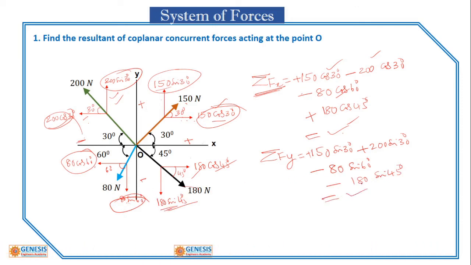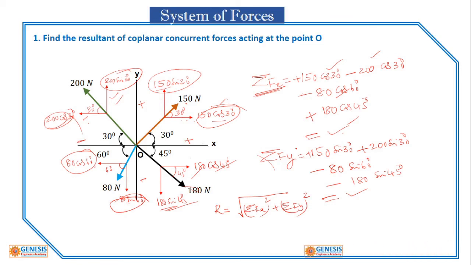Next, you have to find the magnitude of the resultant. So what is the magnitude? The magnitude of the resultant is equal to the square root of sigma Fx whole square plus sigma Fy whole square. Next, the resultant direction. Direction means the angle from any axis, generally from the x-axis. I will explain these things.